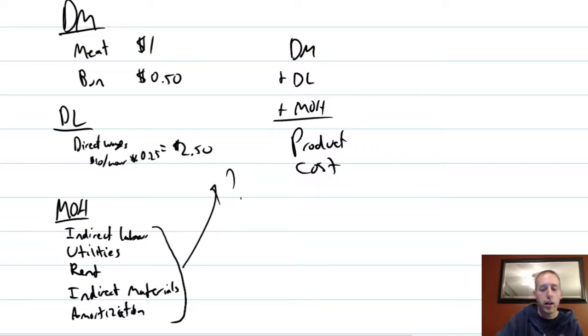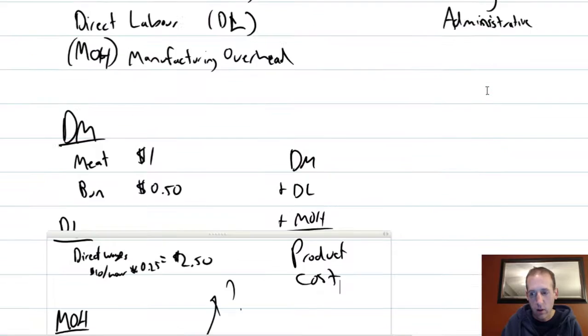So the cost of the product, the cost of my burger here isn't $1.50 plus $2.50. It's not $4. I've also got to incorporate the overhead cost. How do I figure out how much overhead went into my burger? We'll find out in the future. But for now, know those definitions.